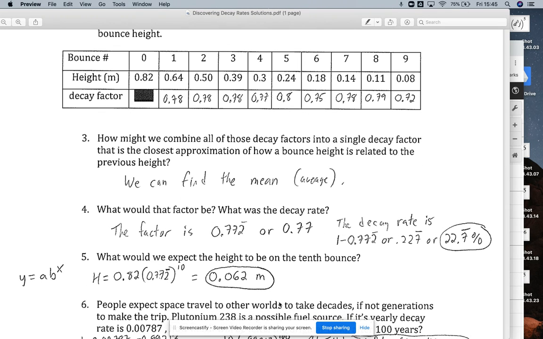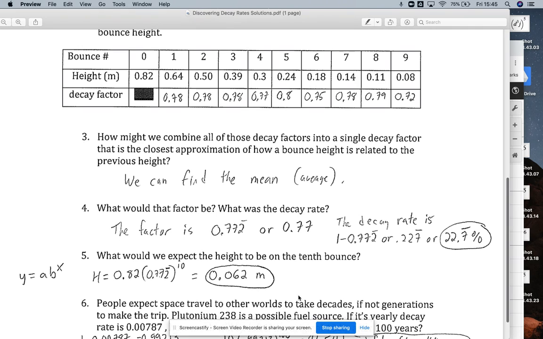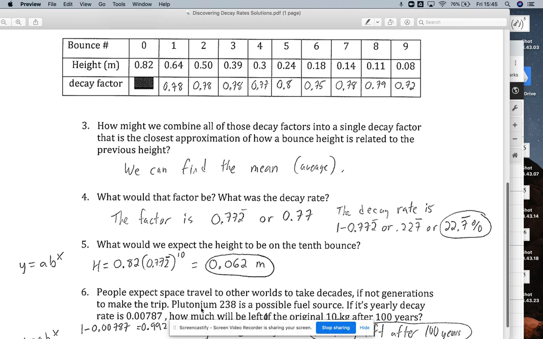Okay, let's do one more application of this. People expect space travel to other worlds to take decades, if not generations, to make the trip, because the other worlds that might have life are going to be light years away. Plutonium-238 is a possible fuel source.